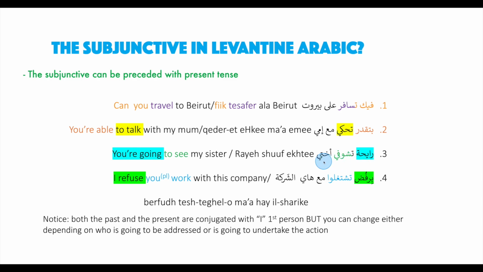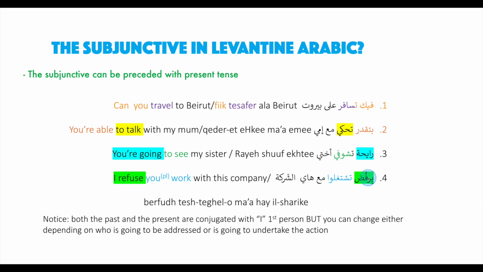رايحة تشوفي أختي. رايحة, you are going, feminine. تشوفي, you see. أختي, my sister. You are going to see my sister. The fourth sentence: برفض تشتغلوا. برفض is conjugated with I, masculine, I refuse. تشتغلوا, you, group of people, work.